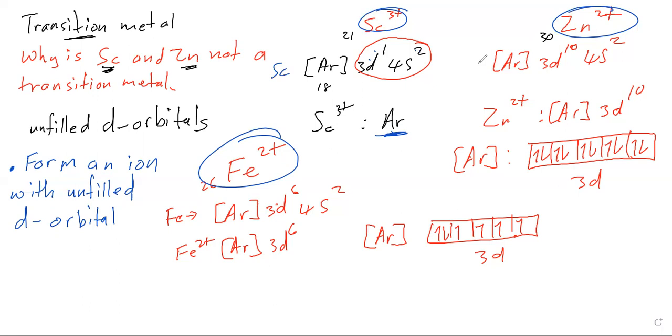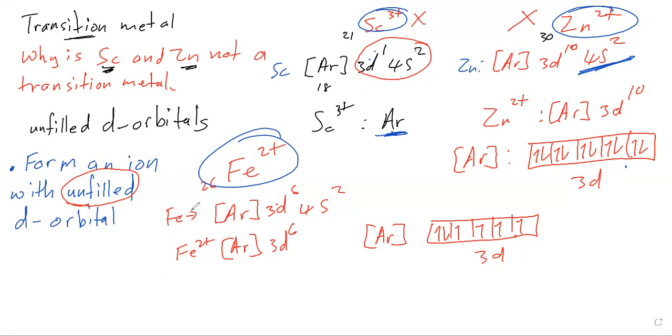When you look at zinc, zinc is [Ar] 3d10 4s2. When it loses the two electrons from the 4s orbital to form Zn2+, the d orbital is completely filled. And the criteria is that the d orbital must be unfilled. So that is why zinc is not a transition metal, neither is scandium.